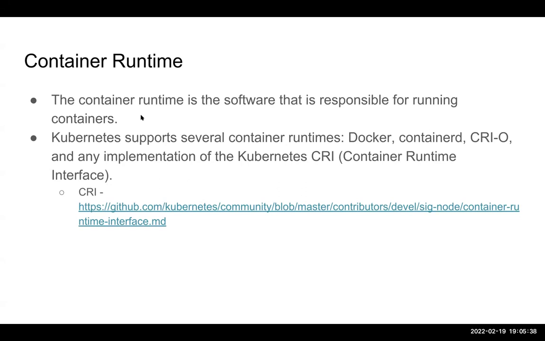Docker is one container runtime. ContainerD is another container runtime. CRI-O is another container runtime. And any implementation of the Kubernetes CRI interface. You can read the documentation for the Kubernetes CRI, which is the container runtime interface. You can implement your custom one also if you want. Docker, containerD, CRI-O all adhere to this. That's why Kubernetes is able to understand and spin up pods containing those containers.